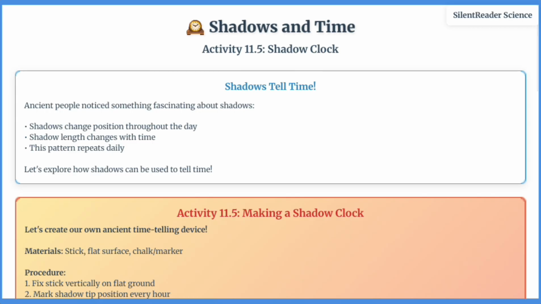Ancient people used this principle to create sundials, among the earliest time-telling devices. Sundials are still used today in gardens and public spaces, demonstrating how ancient wisdom meets modern science. The changing shadows also help us understand Earth's rotation, as the sun appears to move due to our planet spinning on its axis.